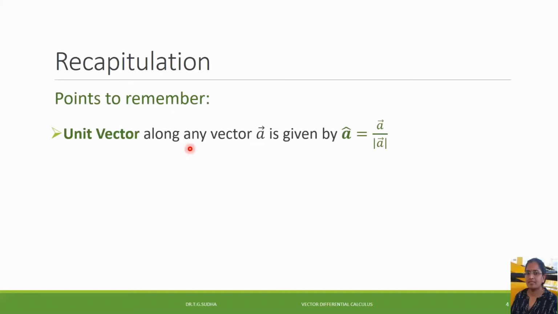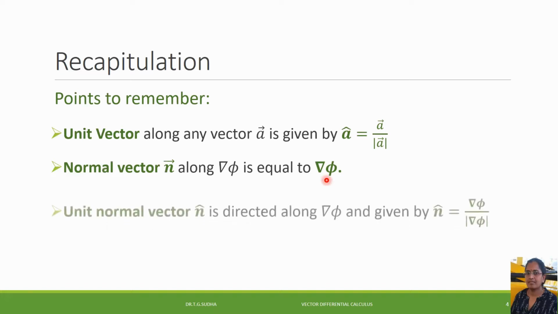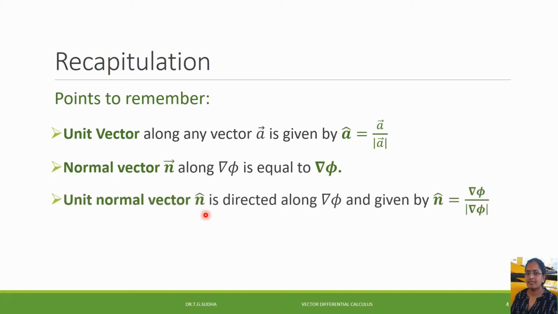Unit vector along any vector A is given by A cap is equal to vector A divided by its magnitude. Normal vector n along del phi or grad phi is equal to del phi. Unit normal vector n cap is directed along grad phi and given by n cap is equal to del phi divided by magnitude of del phi.